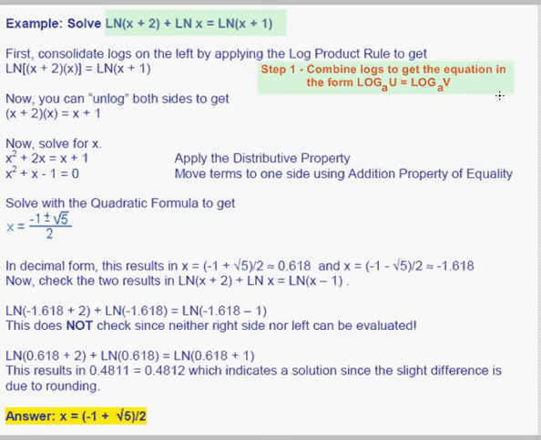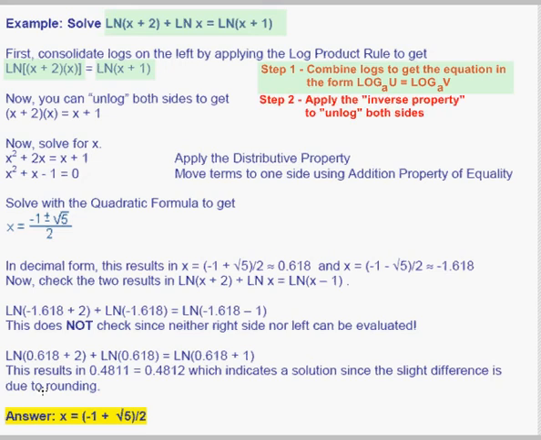We do that by applying the product rule. We can combine the two logs on the left and write ln of x plus 2 plus ln of x as ln of x plus 2 times x. And then we'll have that equal to natural log of x plus 1.